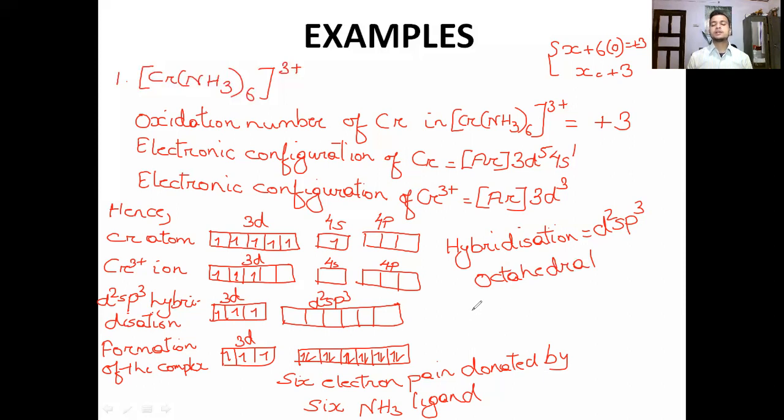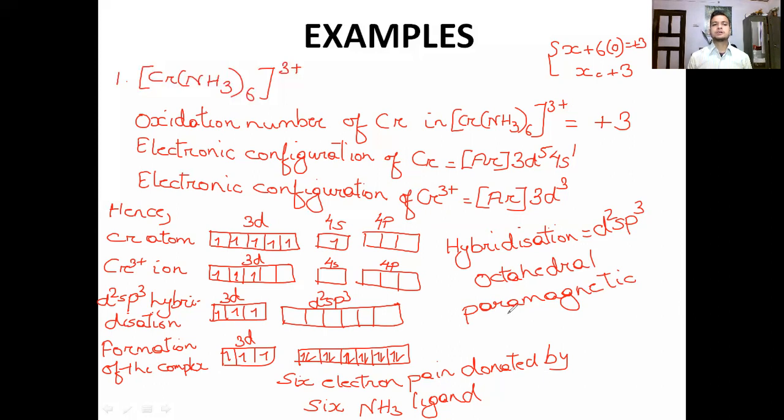And next, whether it will be paramagnetic or diamagnetic. As we know from our basic concept of paramagnetism and diamagnetism, if there is an unpaired electron, then the system will always show paramagnetic character. If the system has all electrons paired, then it will show diamagnetic character. You can clearly see in 3d, it has 3 unpaired electrons, which makes it paramagnetic. So why is it paramagnetic? Due to the presence of unpaired electrons in the 3d orbitals. That is how we can conclude.